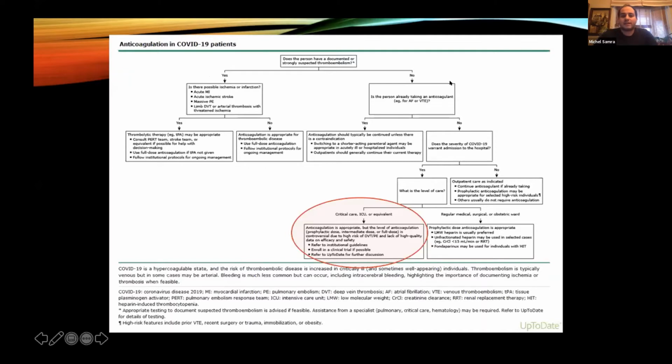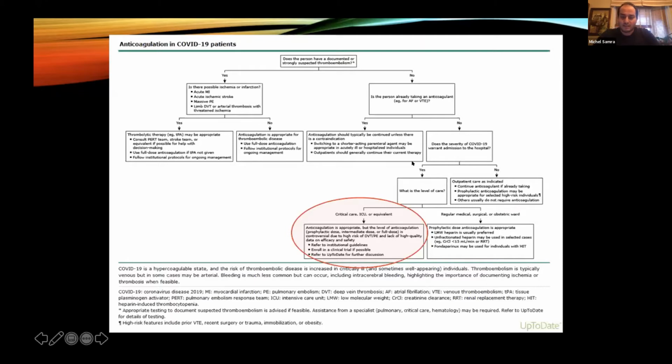If they don't have any VTE, then the next question is, are they already anticoagulated? In which case, if they are, you just continue the anticoagulation. None of this is new, and none of this is particularly surprising. What becomes more complicated is when you go down the arm where the patient is not already anticoagulated, they don't have a venous thromboembolism, and they're going to be admitted to hospital.